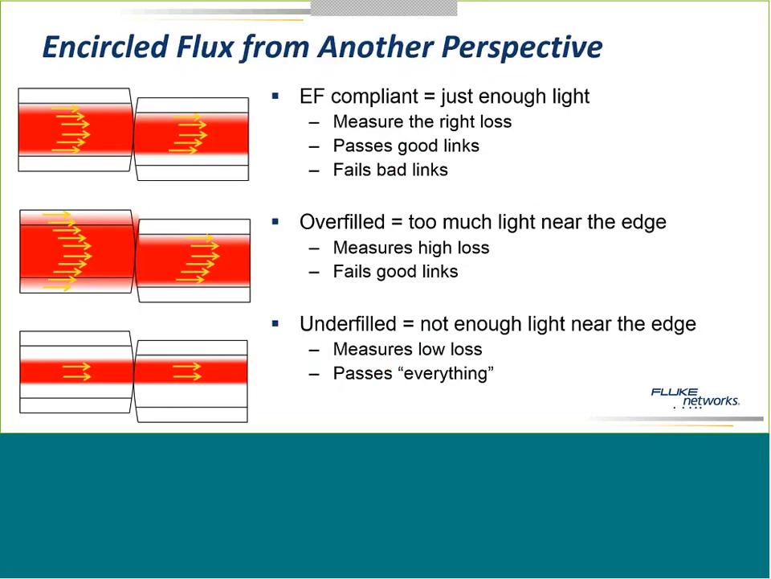Let's take a look at this from the side. An encircled flux compliant cord, notice we've got a misalignment here between our two connectors. An encircled flux is just the right amount of light, and it's going to pass good links and fail bad links. Now, if the fiber is overfilled, as we see in this example, we're going to measure some excessive loss, and you may actually fail good links given that your reference was set too hot. Underfilled loss, you're going to get optimistic values. Hey, look, it passes. It passed everything.